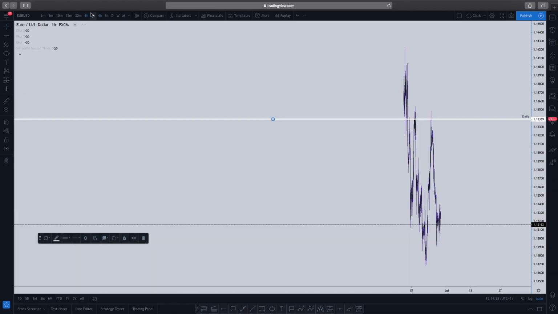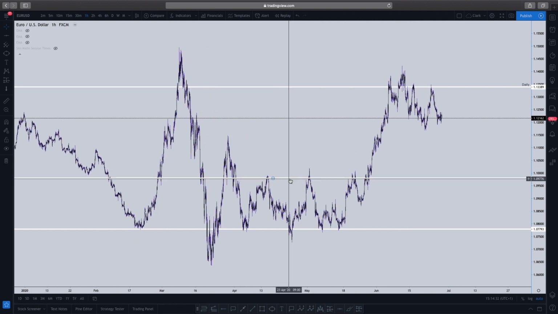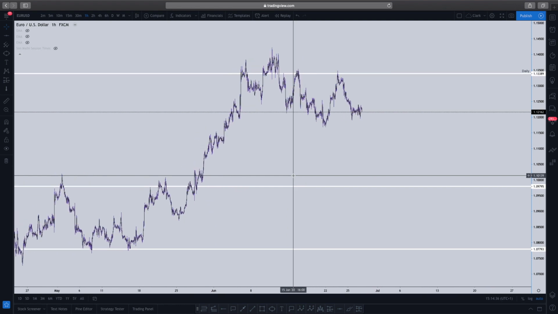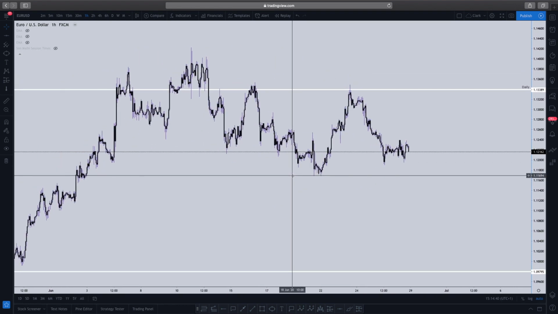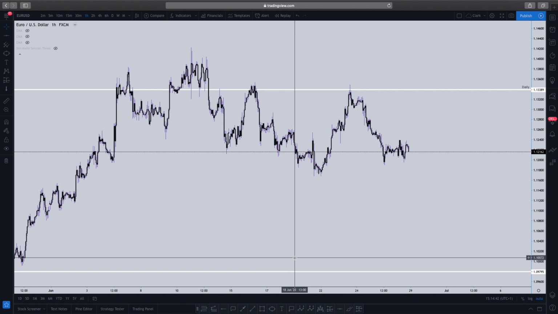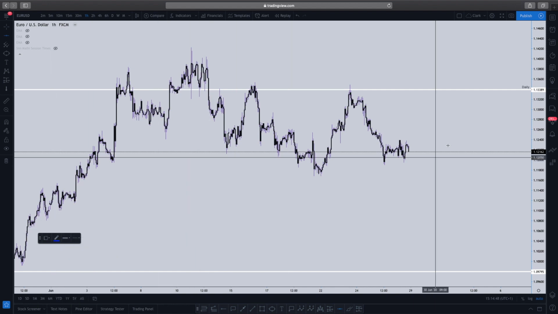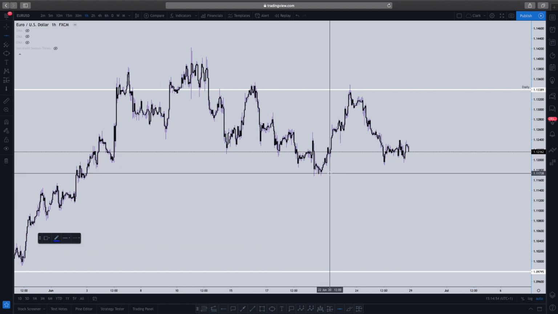Actually, let's go to the 1-hour. 4-hour is going to be too similar. So let's just look at the recent price action here on the daily, or on the hourly, sorry. So if we're going to find them here, let's use a different color. Let's use blue. And let's take this down. So let's try and find some levels here.